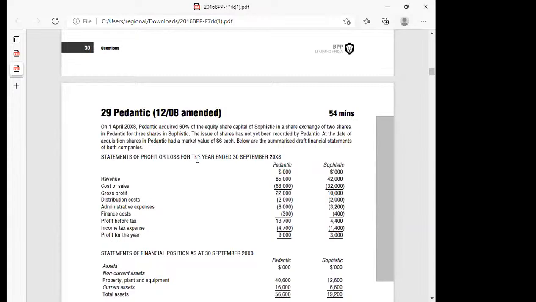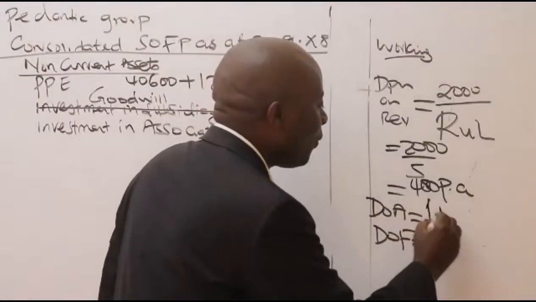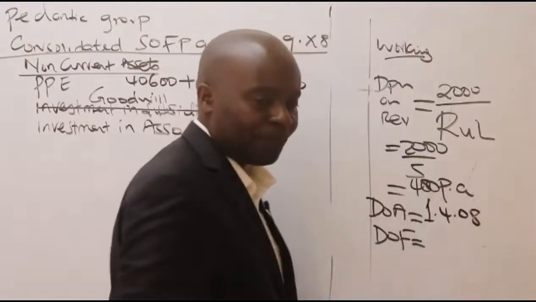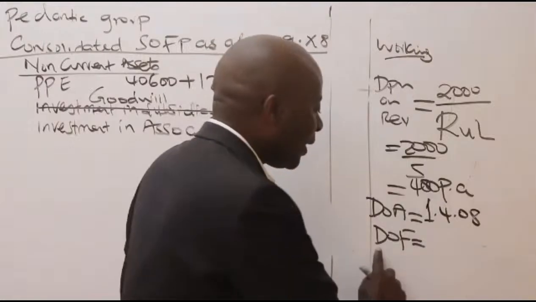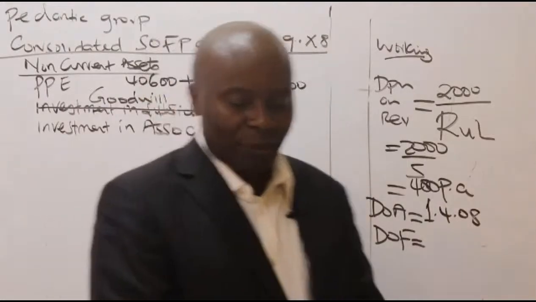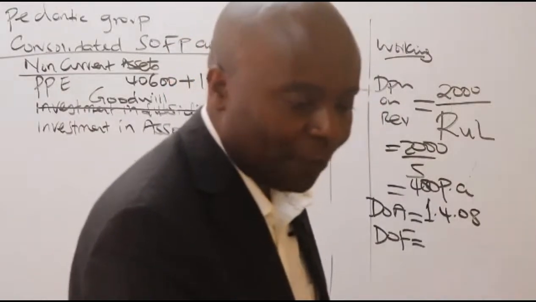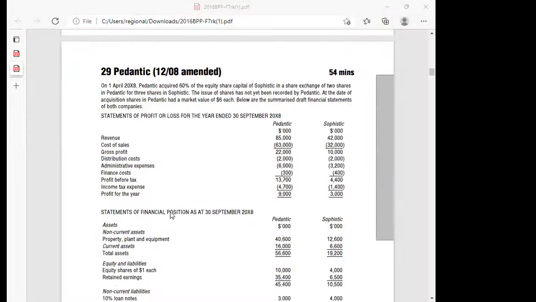So this thing was acquired on 1st of April 08. So the DOA here is 1st of April 08. And then we have the date of financial statements. The date of the financial statement that has been given to you as an auditor is here.